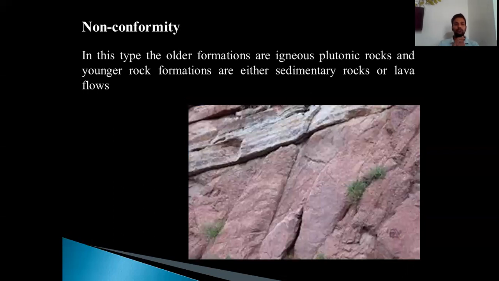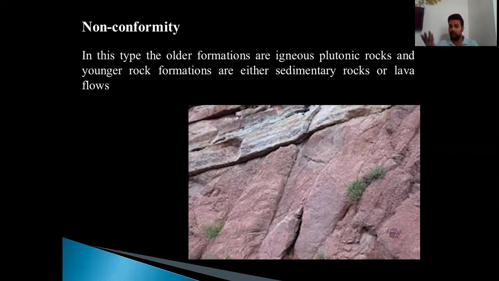The third one is the non-conformity. In this type, the older formation is igneous plutonic rock. So in our earlier two types of unconformity, we have seen that both sets were of sedimentary origin. But here, the top set could be of sedimentary origin or some other origin. But the bottom set is of igneous origin.